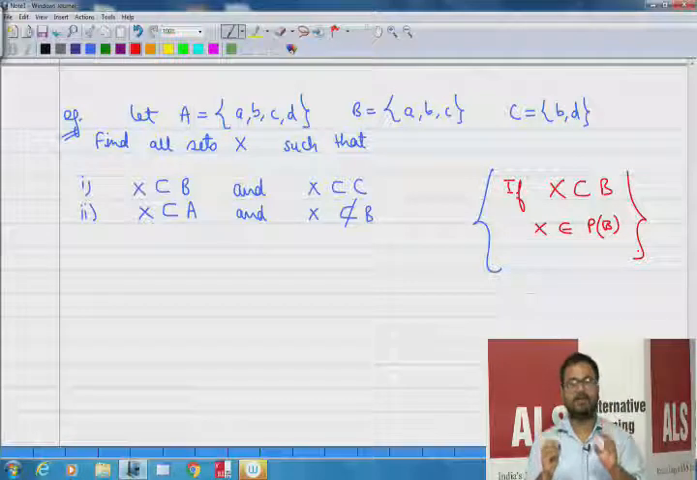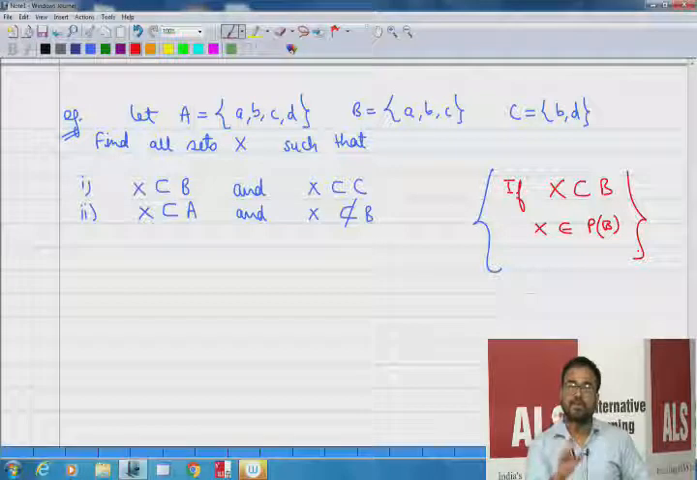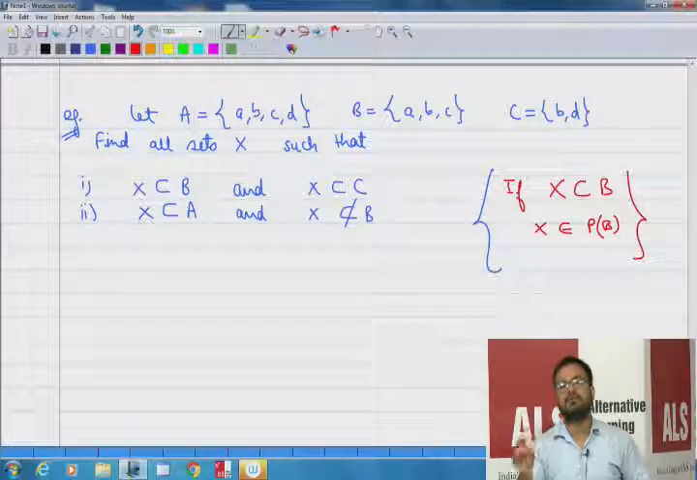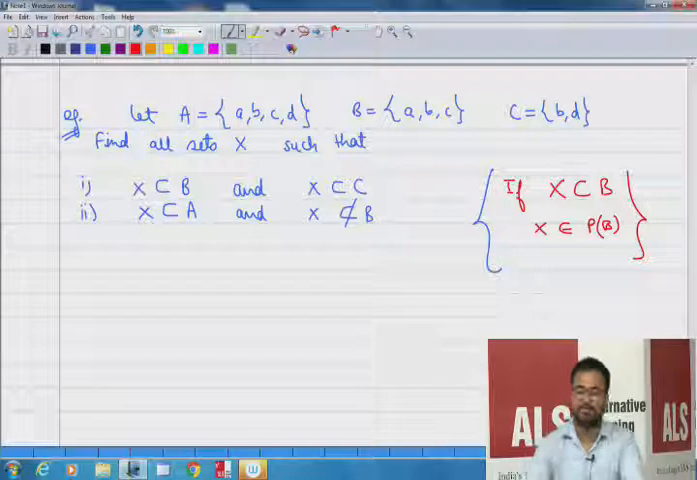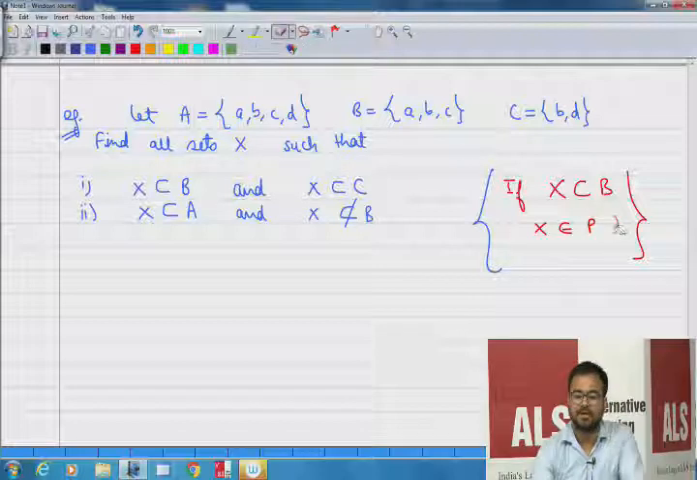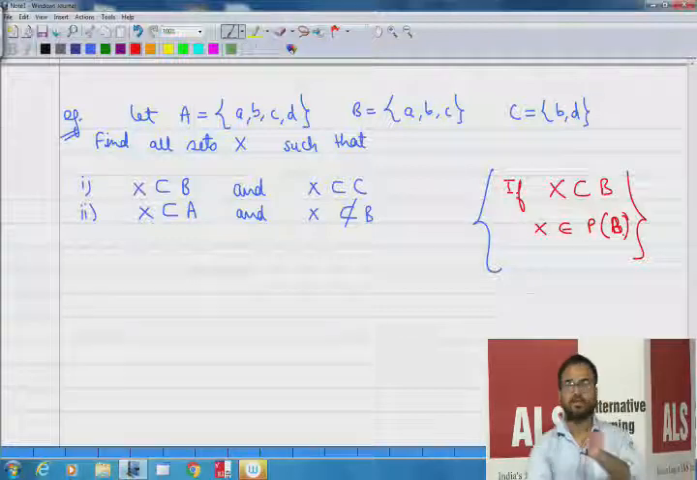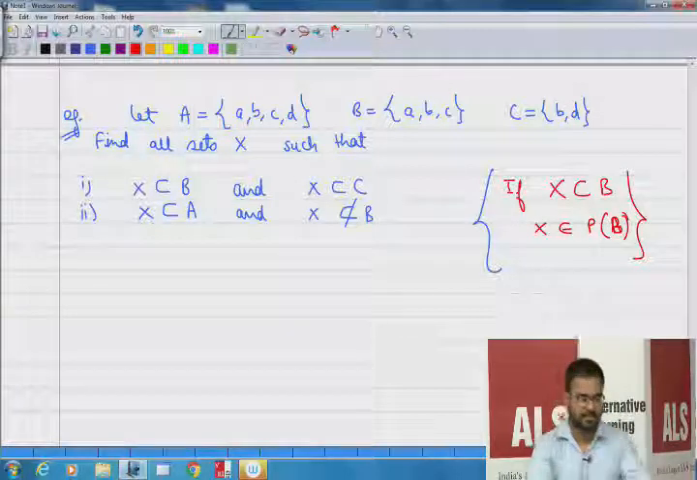If X is a subset of B, it means X will be an element of the power set of B. Power set of B means the collection of all the subsets of B. So if X is a subset, then X will be an element of the power set of B. This is a very important thing. This concept we will use in solving this question.